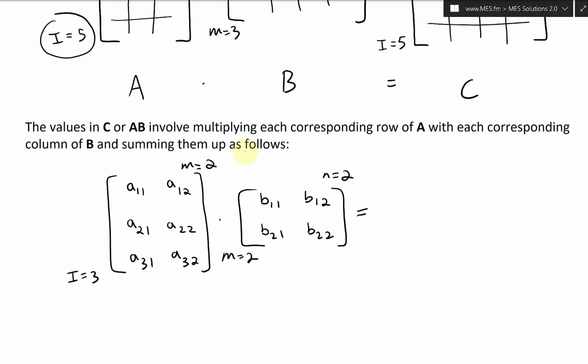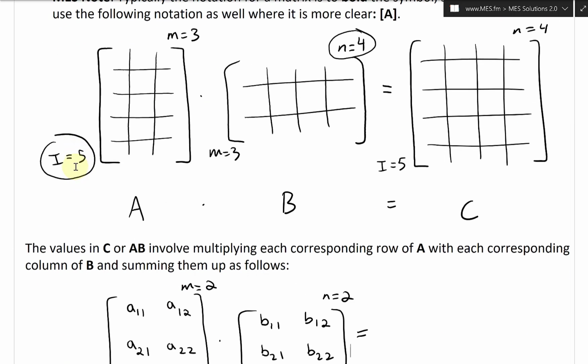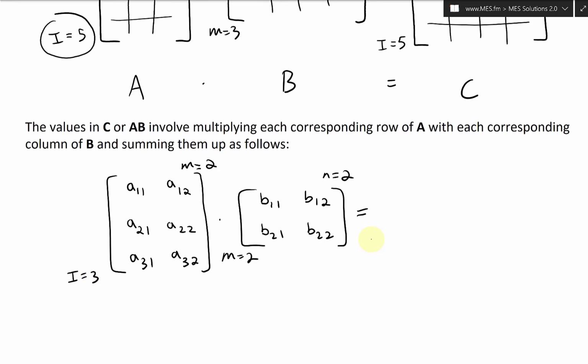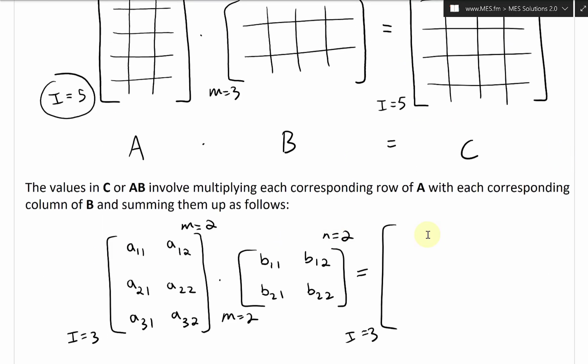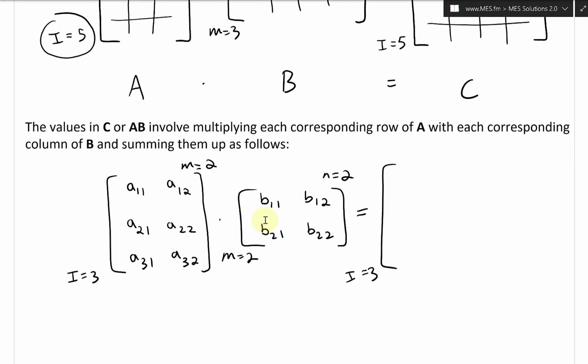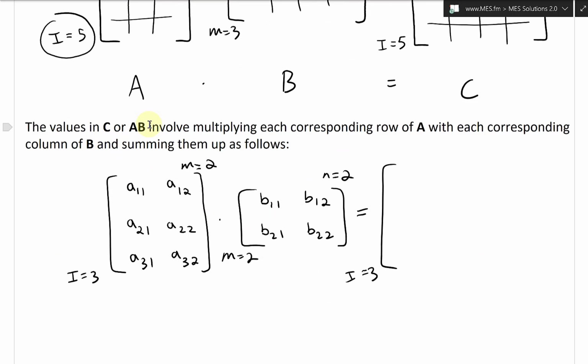So now when we multiply, we're going to get, well, the number of rows the same. If this is I equals 3, so 3 rows. And then it's going to be n is 2, so n is going to be 2 columns. And the values inside, they're going to be, well, according to these rules.